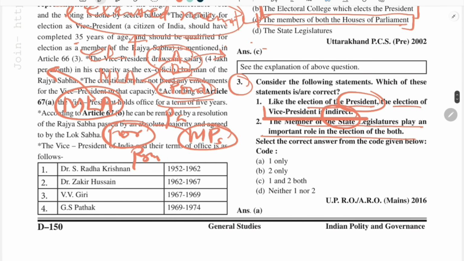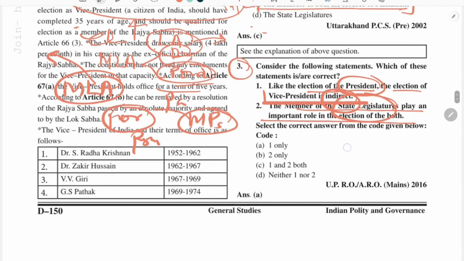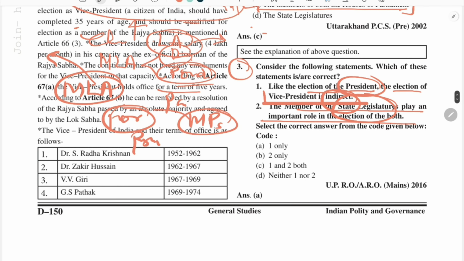The members of state legislature play an important role in the election of both. I told you that members of state legislature play an important role in the election of president, because the president is the supreme head, the topmost executive authority in India, in our country. So it has many important roles which we will discuss in the chapter on president.